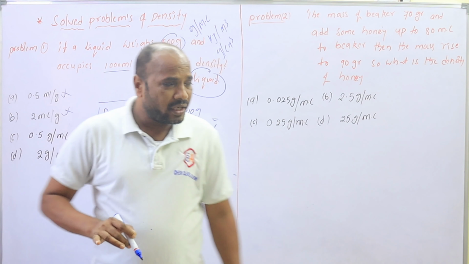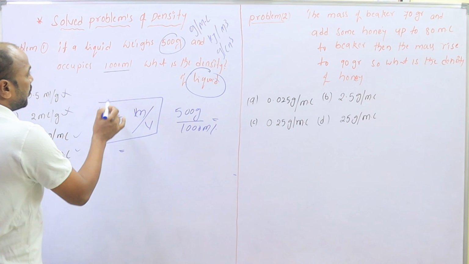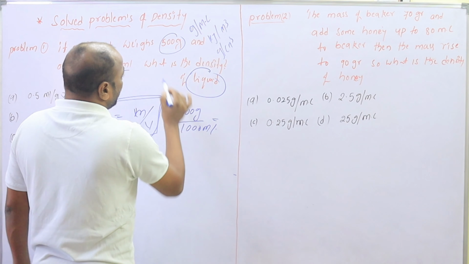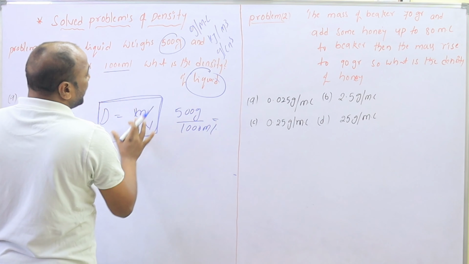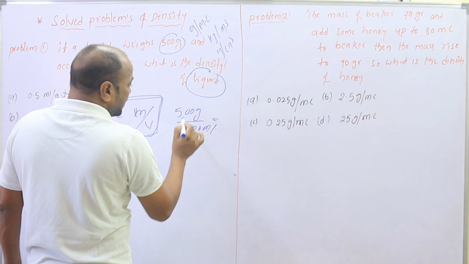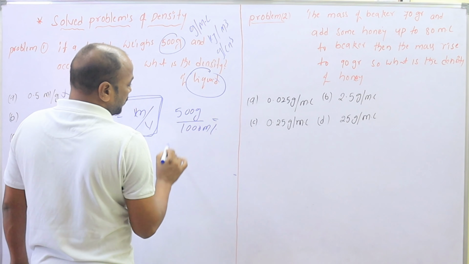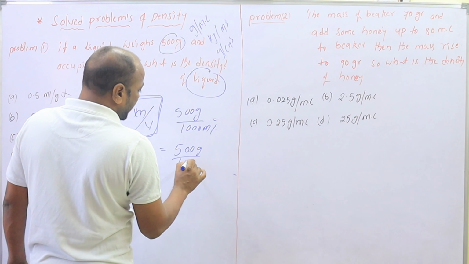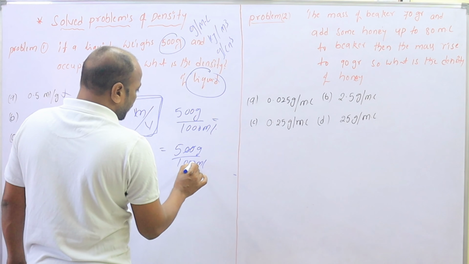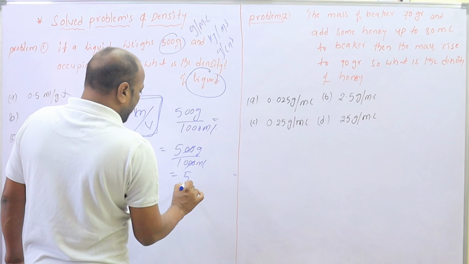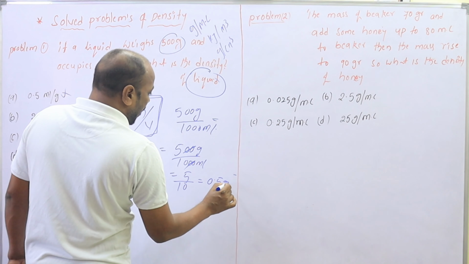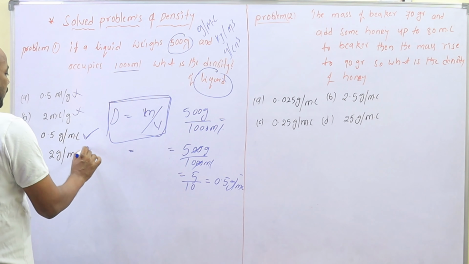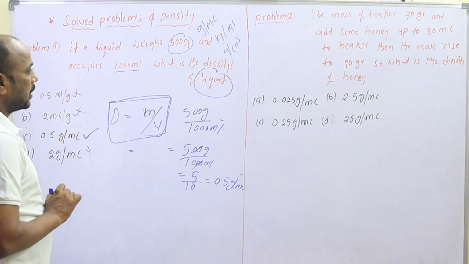To calculate the density: the mass of the liquid is 500 grams and the volume it occupies is 1000 ml. So 500 grams by 1000 milliliters, cancel the zeros, so 5 by 10 equals 0.5 gram per milliliter. Option C is the correct option.